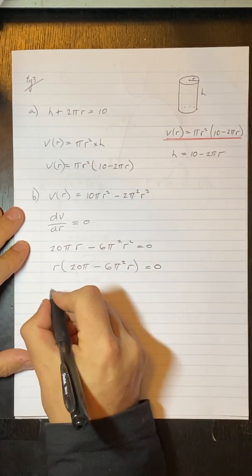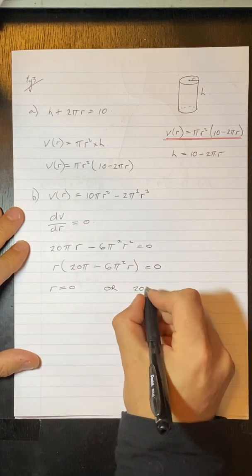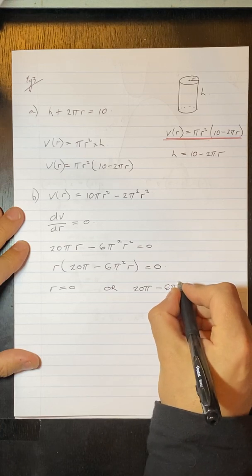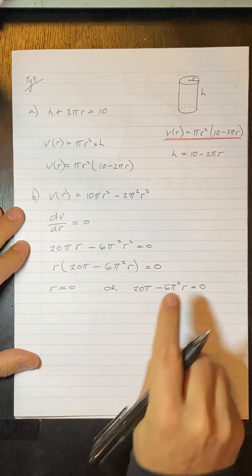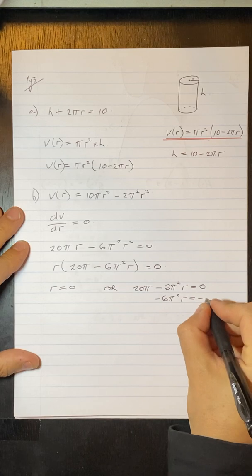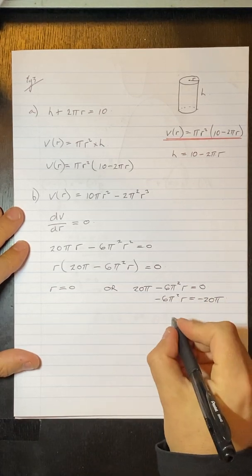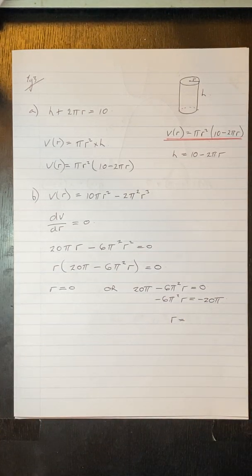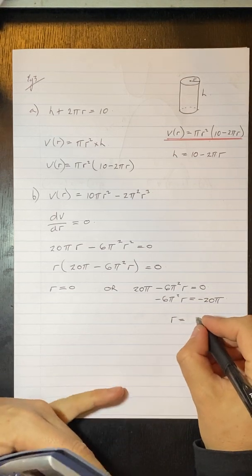I can solve here, so we get r is equal to 0, or 20 pi minus 6 pi squared r equals 0. I'm going to solve here, so we get minus 6 pi squared r equals minus 20 pi. Divide by the minus 6 pi squared, and we get r is equal to, now 20 divided by 6 in its simplest form would be 10 over 3.